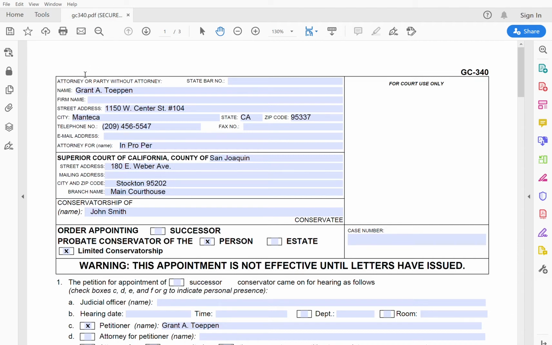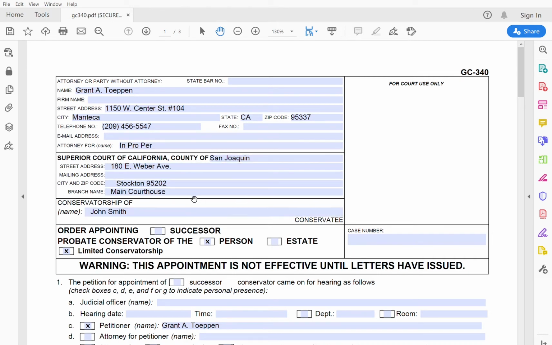So I'm pretending I'm not an attorney, so I have not put my state bar number here. I have put my name. I have put the best address to reach me. I have put my city, state, and zip code and telephone number. And in case anyone's wondering, this is all my office information. I'd never put my personal information out there on the internet like that. I am attorney for in pro per, Latin for self-represented.